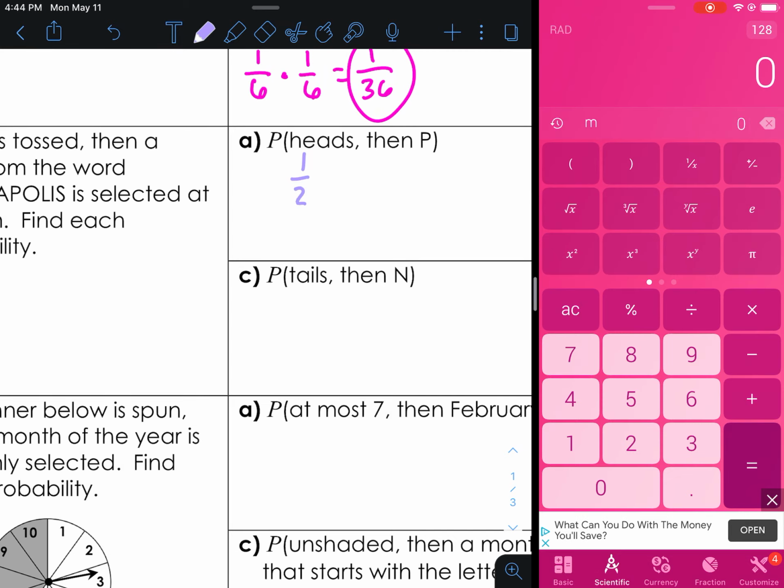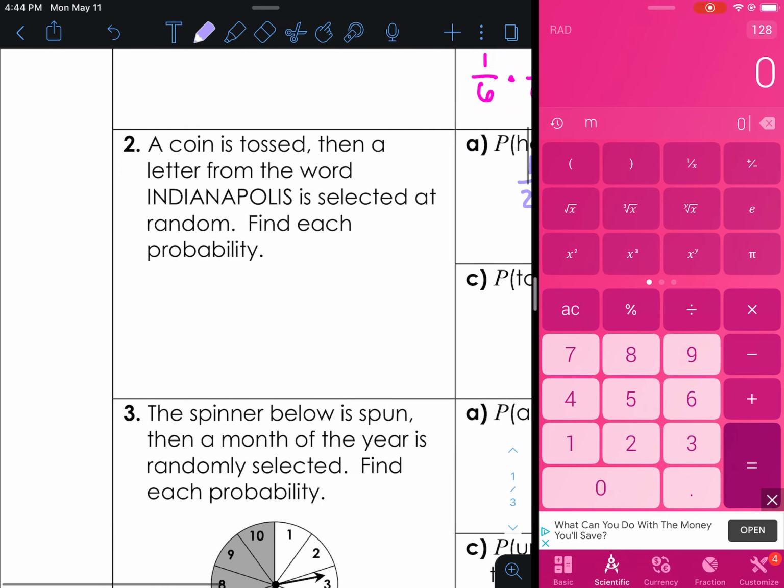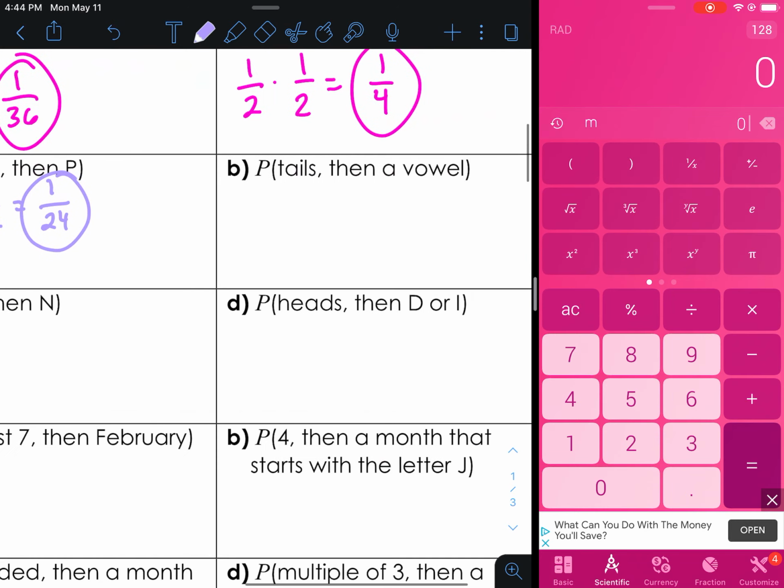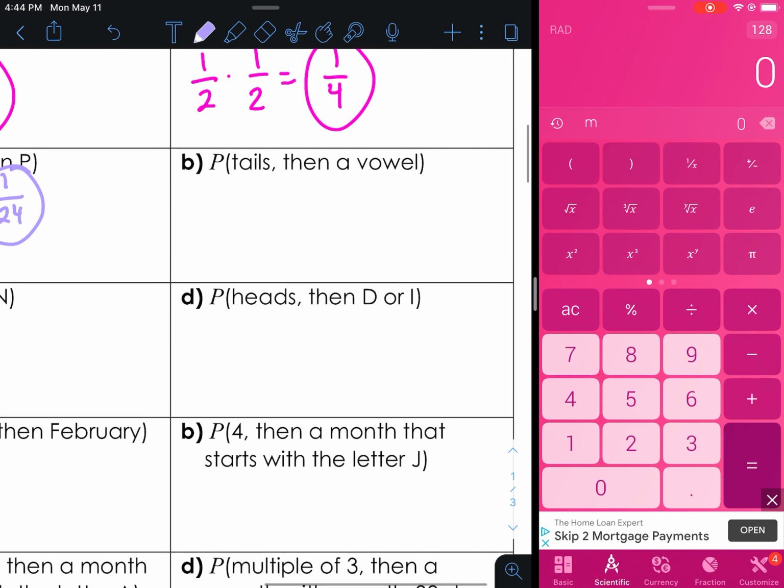Okay, so we know that there are only heads or tails when we flip a coin, so that is 1/2, and the probability of getting a P. There's only 1 P in Indianapolis, so 1 out of 12. 1 times 1 is 1, and 2 times 12 is 24. So we have 1/24.